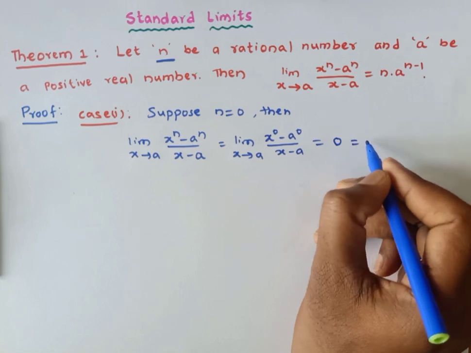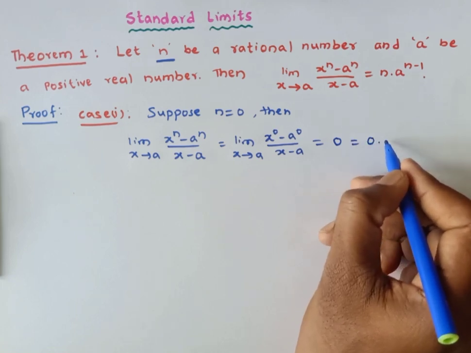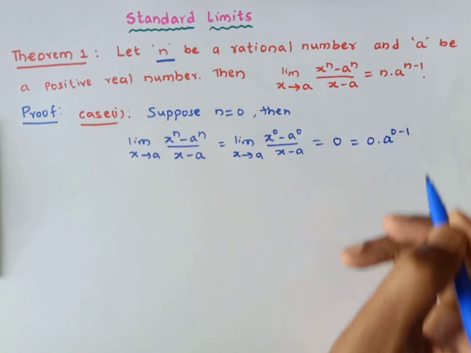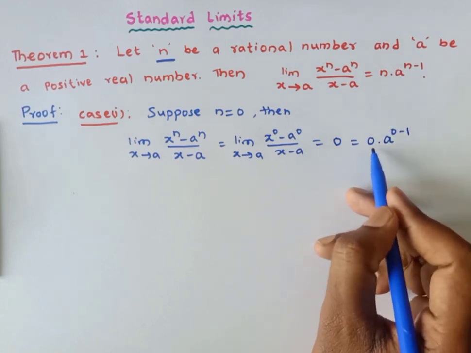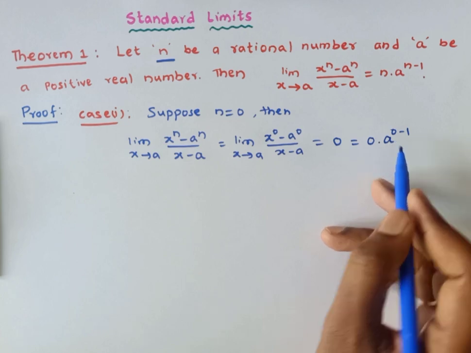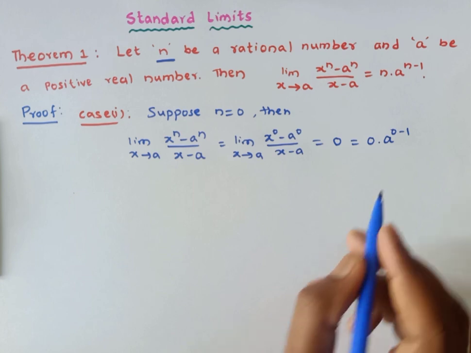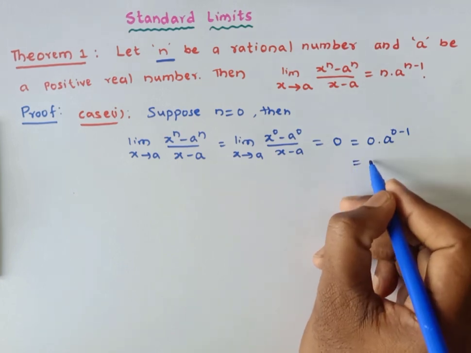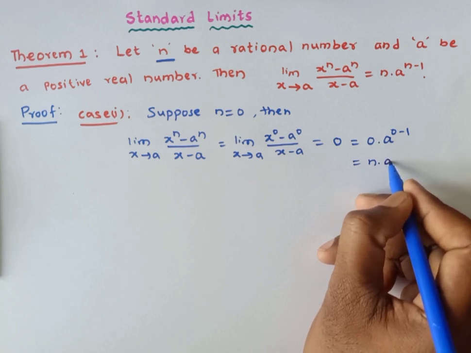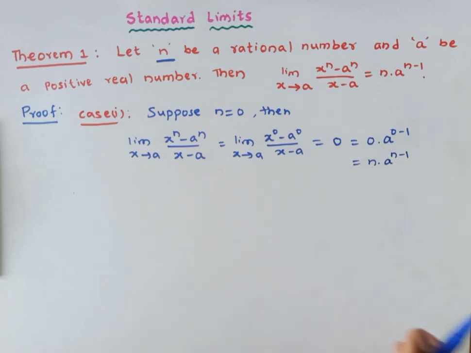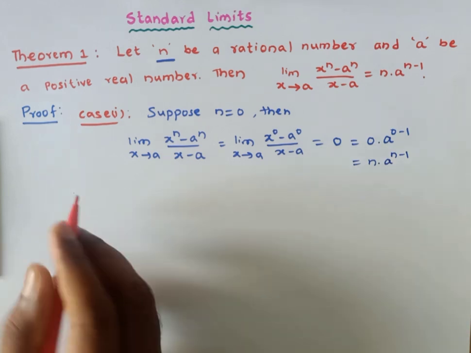Now this 0 can be written as 0 into a to the power of 0 minus 1. Why am I writing this 0 into a to the power of 0 minus 1? We need to show this as n into a to the power of n minus 1, where n is 0. Here 0 is nothing but n, so it is n into a to the power of n minus 1. Therefore this is true for n equal to 0. Next, we will see case 2.